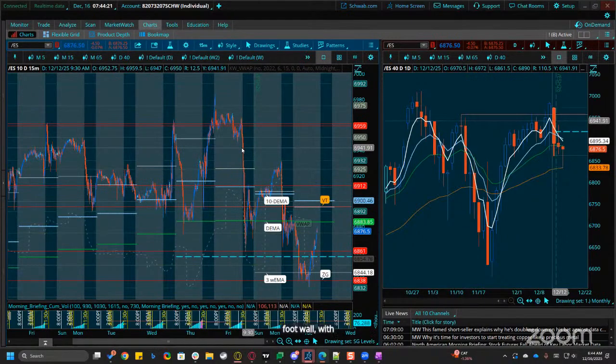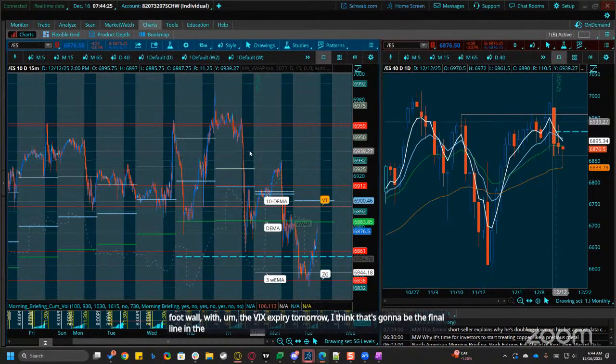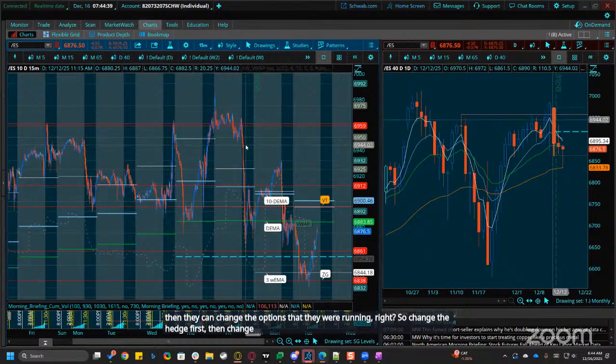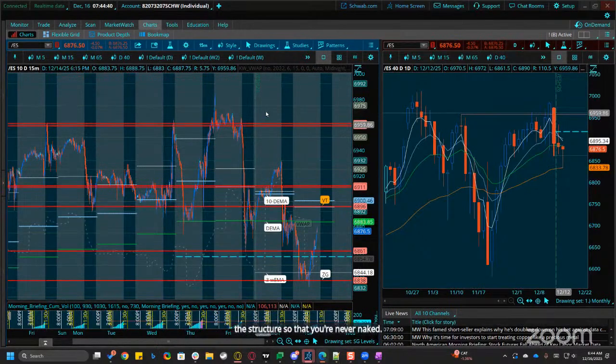With the VIX expiry tomorrow, I think that's going to be the final line in the sand, and they'll really start to roll. Because once they're changing the hedge on the options that they were running, then they can change the options that they were running, right? So change the hedge first, then change the structure so that you're never naked.